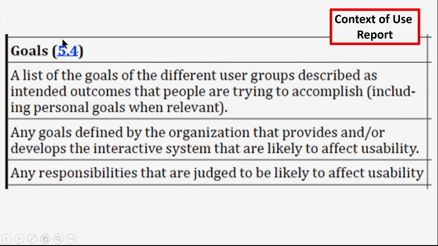The goals. What are the goals of the user and their task? Different user groups might have different things they're trying to accomplish. So think about what the goals are and elaborate on them in great detail. That's very important in figuring out how to design something, because the user wants to do something. The question is, how do they do it?